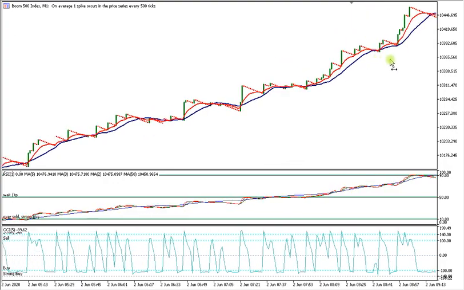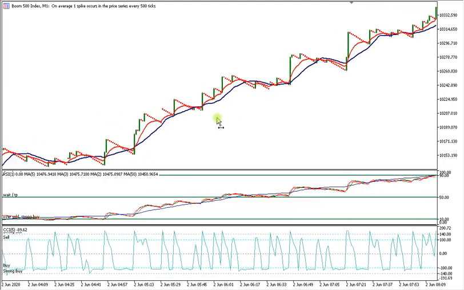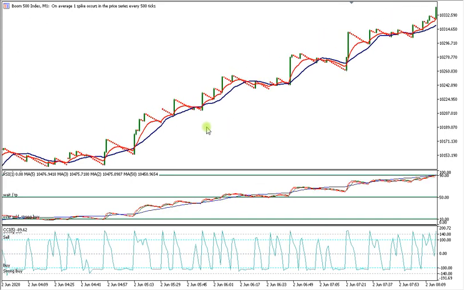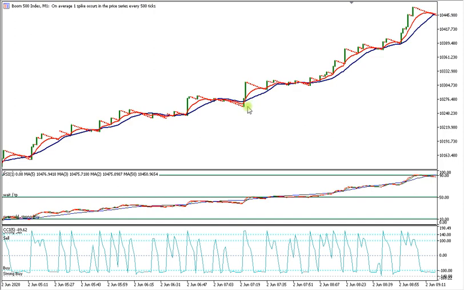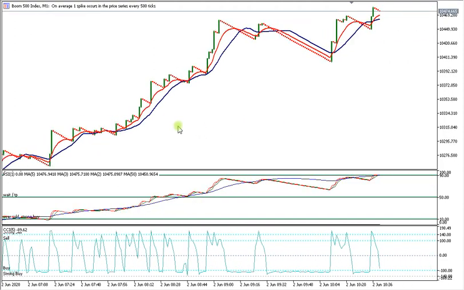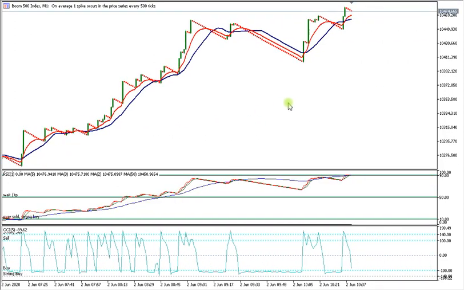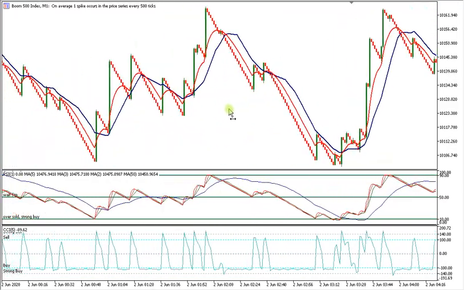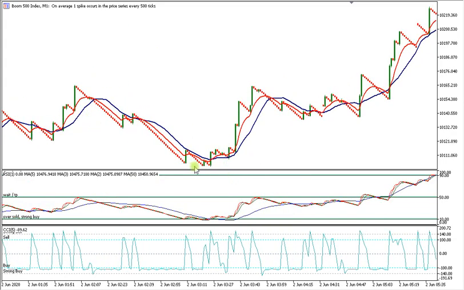What we do with Boom 500 is we always go for buys. With Boom 500 we always go for a buy. We don't sell on Boom 500 because our interest is basically catching these spikes. That's our main interest. Like you have seen, the trend has actually been up for a while now, starting from this point here, it has been going up.